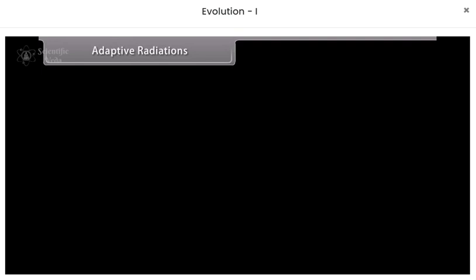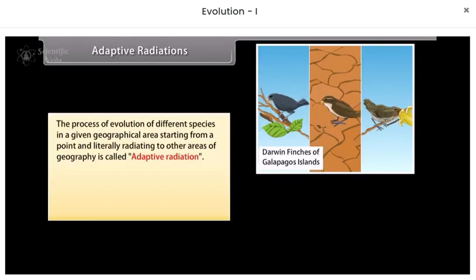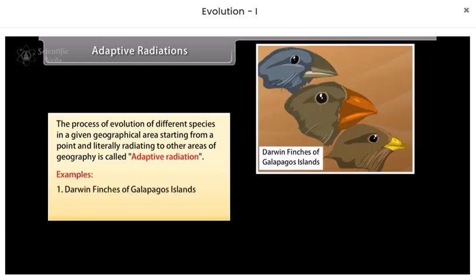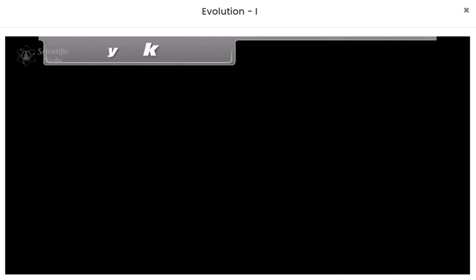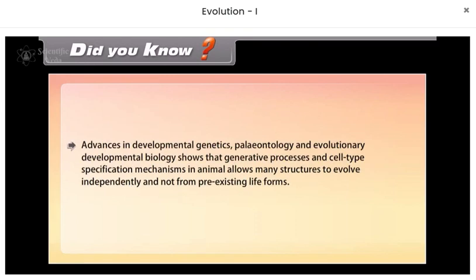Adaptive radiations. The process of evolution of different species in a given geographical area, starting from a point and literally radiating to other areas of geography, is called adaptive radiation. Examples: Darwin finches of Galapagos Islands, Australian marsupials. Did you know? Advances in developmental genetics, paleontology, and evolutionary developmental biology shows that generative processes and cell type specification mechanisms in animal allows many structures to evolve independently and not from pre-existing life forms.